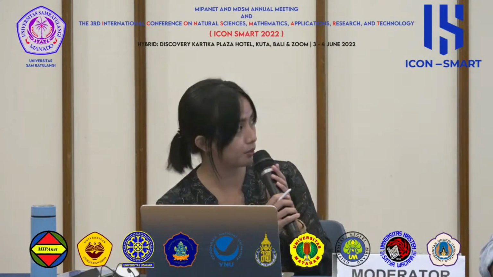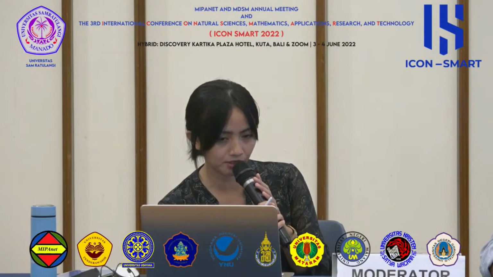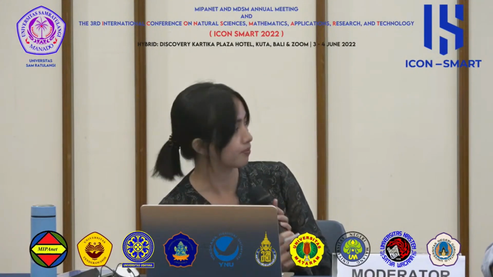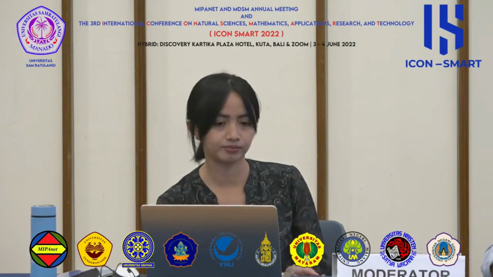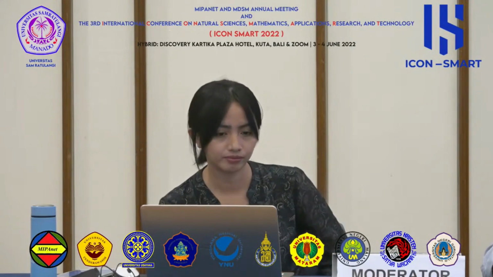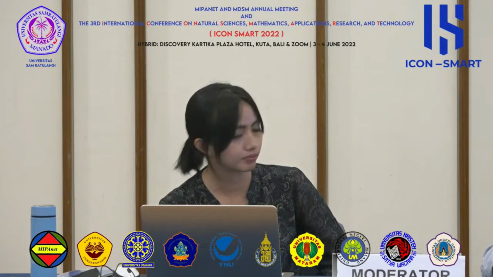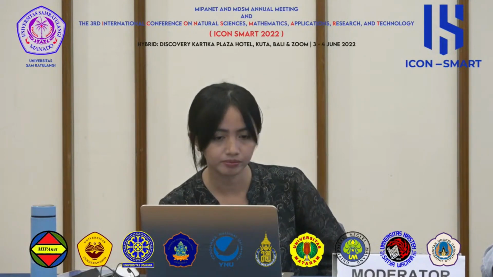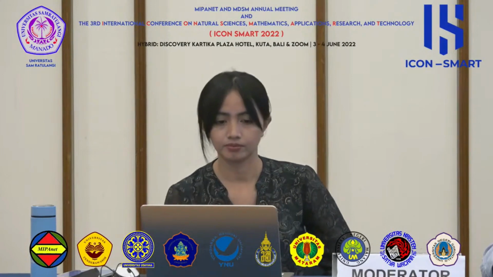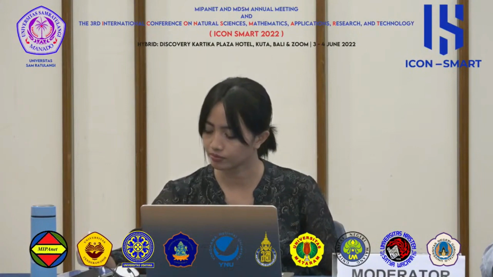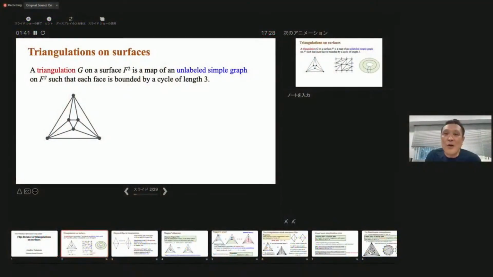Yeah, we can see that the title of the slide is Triangulation on Surfaces. Okay, yes. So a triangulation G on a surface is a map of an unlabeled simple graph on the surface such that each face is bounded by a cycle of length 3. So this is an example of a triangulation on the sphere, which is isomorphic to the octahedron.